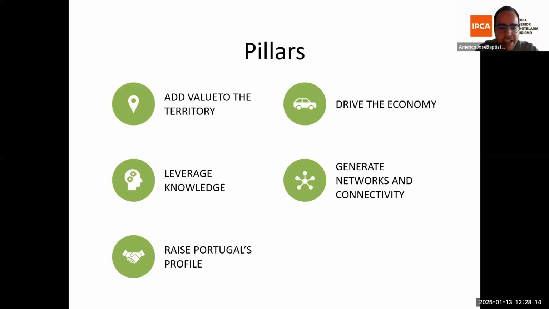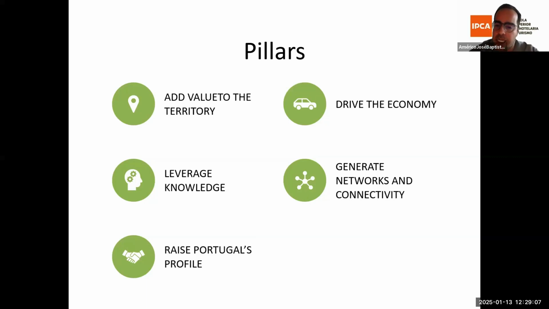The first one, add value to the territory: promote regional diversity and authenticity of tourist experiences, and preserve and enhance natural and cultural heritage. The second pillar is drive the economy: increase tourism revenues and the sector's added value, and stimulate entrepreneurship and innovation in tourism business. The third pillar is leverage knowledge: qualify human resources and promote continuous training, and support research and the dissemination of knowledge in the sector.